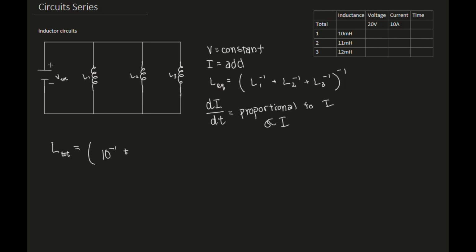I don't need to unit convert here since I'm looking for inductance. All my units are the same. I can add them without having to convert millihenries to henries. I'm going to do the conversion later, but the answer I get for total equivalent inductance is going to be in millihenries. So that's 10 to the -1 plus 11 to the -1 plus 12 to the -1, and all of that is inversed. What I get is 3.65 millihenries.